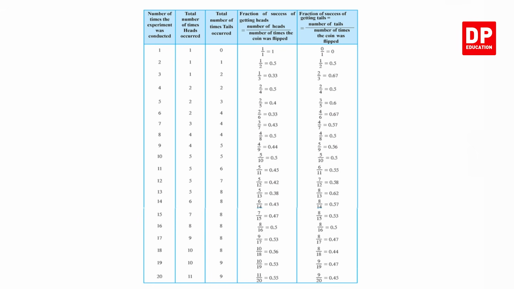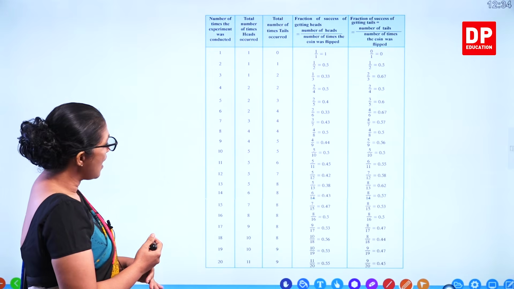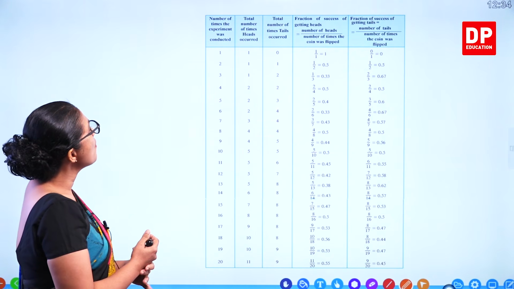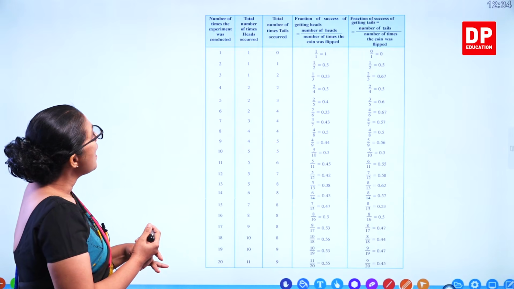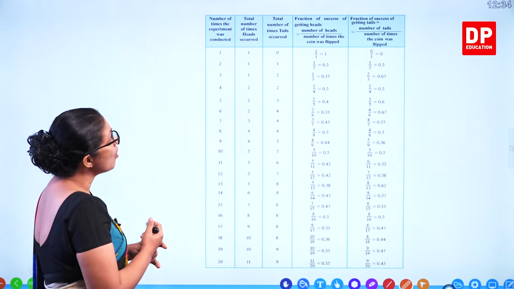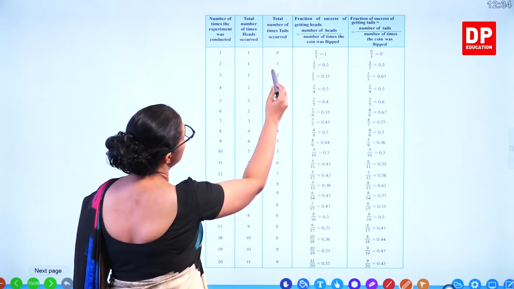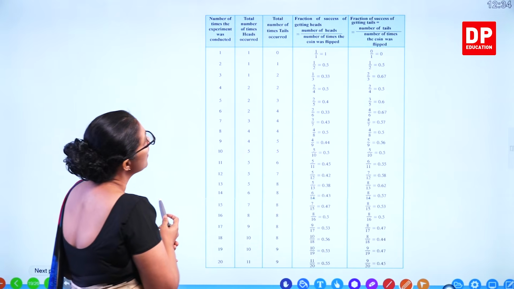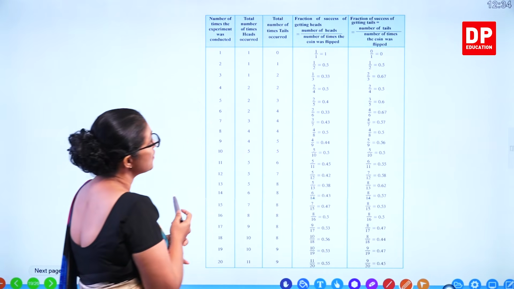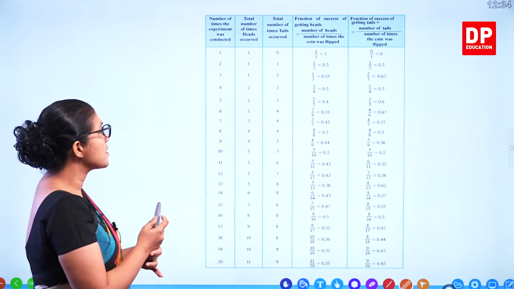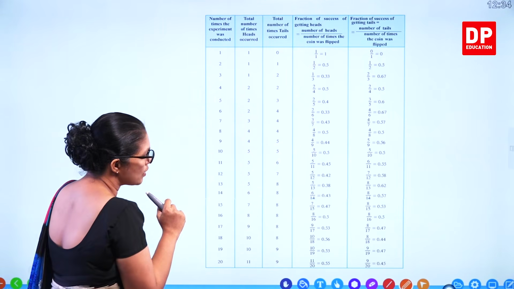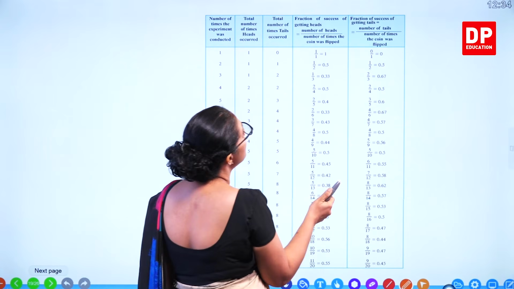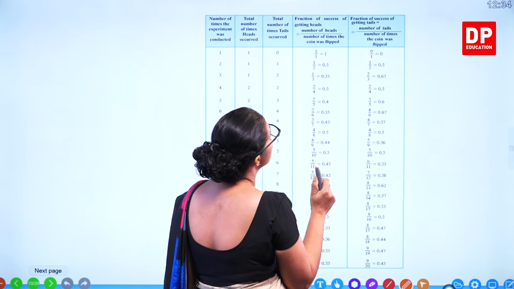In this one, it's given the number of times the experiment was conducted. So it's done 20 times. Total number of times heads occurred, 1, 2, 3 like that, and total number of times tails occurred. Observe there. And fraction of success. So what is fraction of success? Number of outcomes divided by the total number of outcomes. And here it's the fraction of success of getting tails.